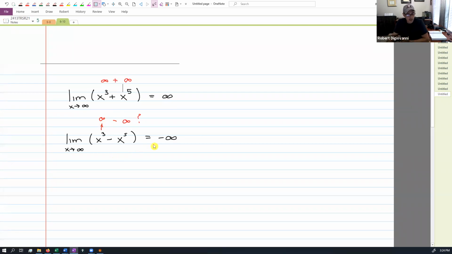Now, I want to show you how you can get this answer, negative infinity, in a slightly different manner. Let's take that problem. Let's realize that there's a GCF in that, a greatest common factor. They both have an x cubed, don't they?